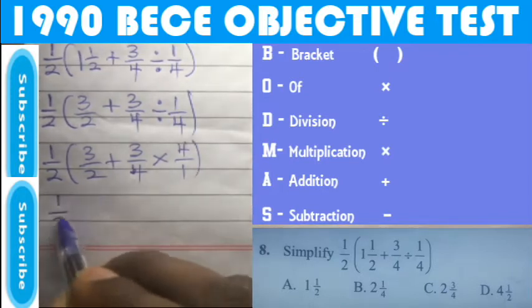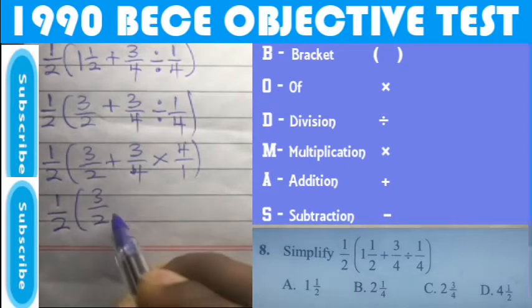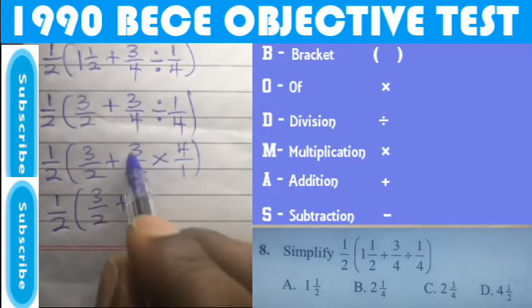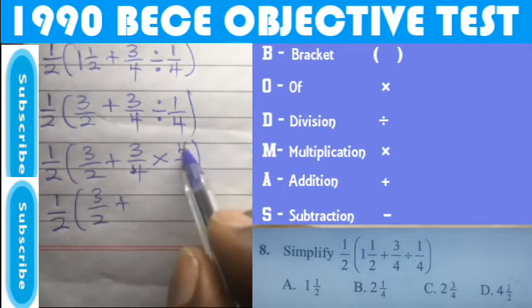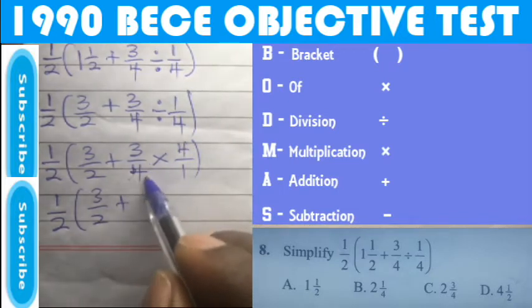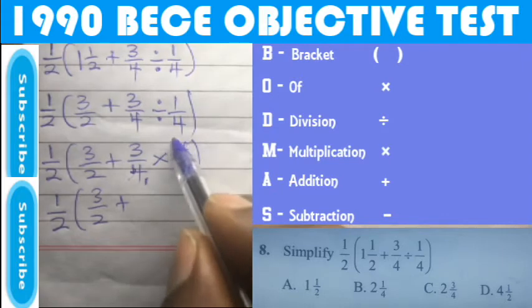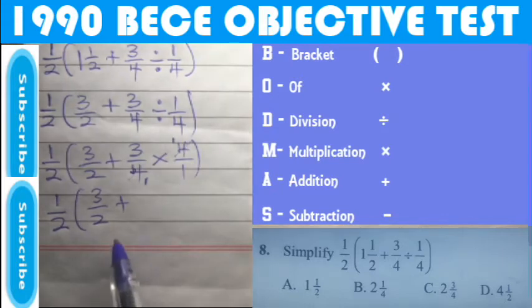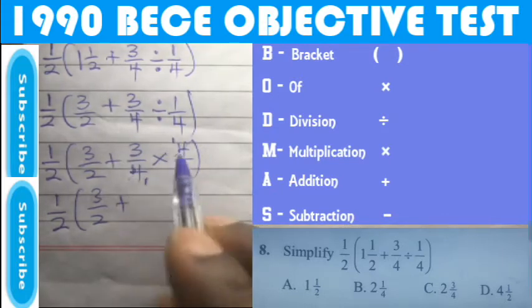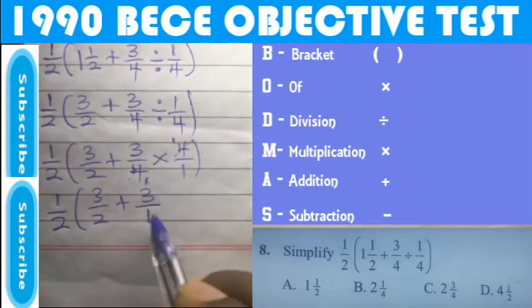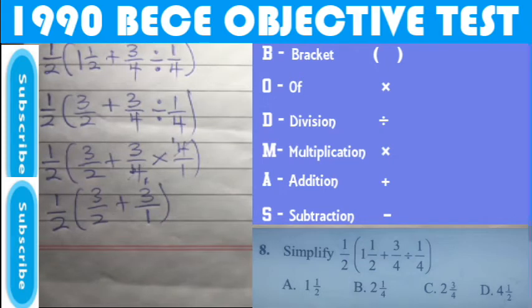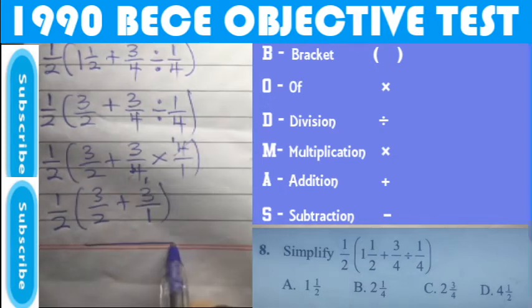All right, we repeat this same thing over here. 3 out of 2 plus 3 multiplies 4, we have 12, or this 4 can divide this 4. So 4 can divide itself a single time. So 3 multiplies 1, you have 3. Here we have 1. 1 multiplies 1, we have 1. Bracket closed. All right, so this is what we have, and then we can find the LCM of this.